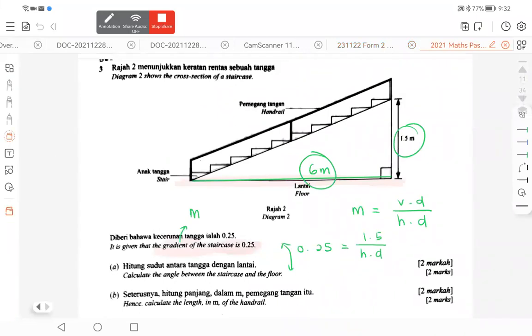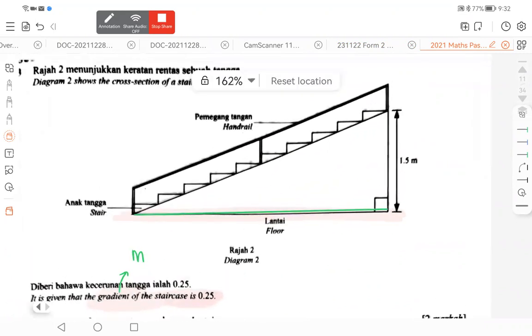So the question is given: the gradient of the staircase is 0.25. As you can see from the diagram, the height is 1.5 meter. This one is combined with the Form 3 syllabus. In order to find the angle, you need to find the length of the floor first, the green color line that I already shaded. Can you find the distance or not? This is under the Form 2 syllabus.